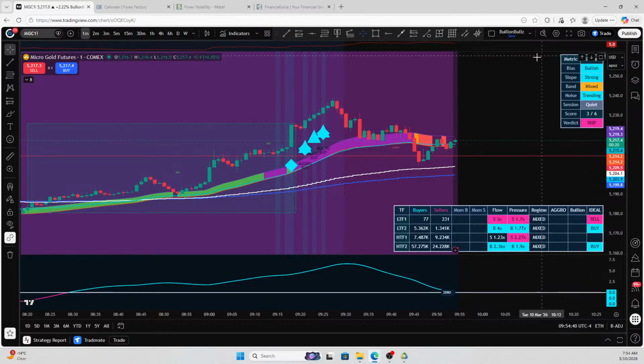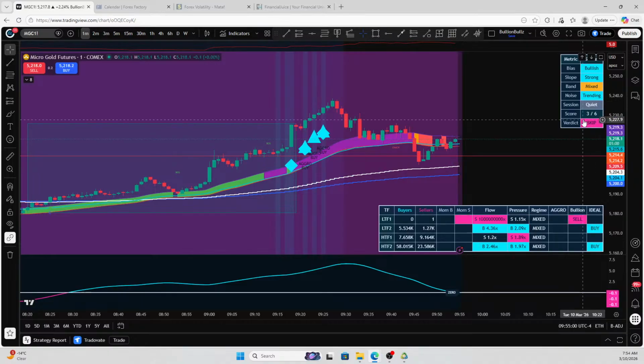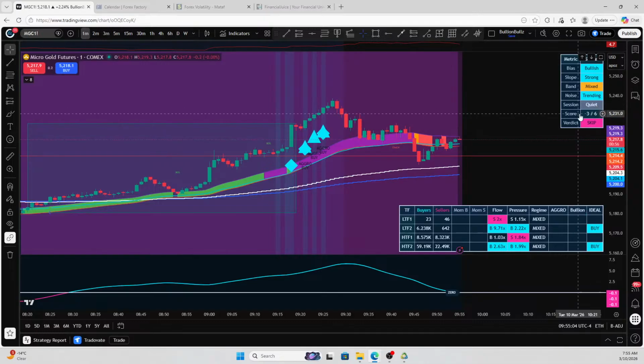And one thing that we do have is a dashboard as well here. This helps us see if the band is clean, if the slope is there, if the slope is strong, what the noise is doing, is it trendy, is it choppy, right? And then it gives us a score. Right now the score is 3 out of 6, which is telling us to skip. Normally we would want to enter the market when it's 4 out of 6. That's when we want to start looking for trades.